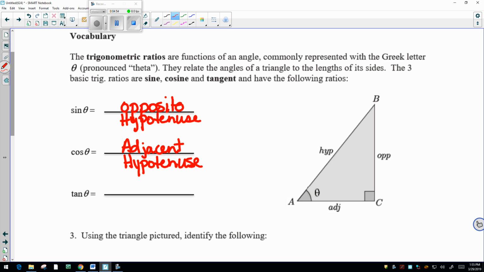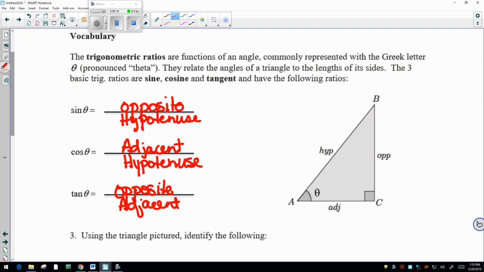And then our tangent ratio is going to be our opposite side divided by the adjacent side. So it's really important to know where theta is because, like we saw on the front of the page, the opposite and the adjacent sides will switch, okay? And we have different ways that we can remember these ratios.